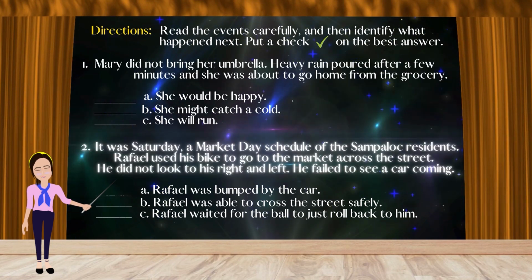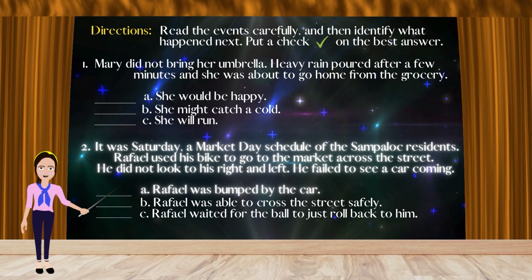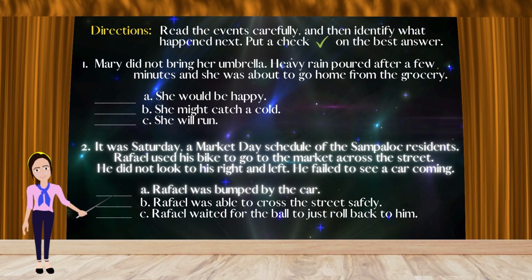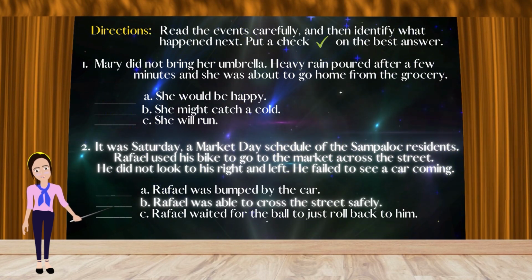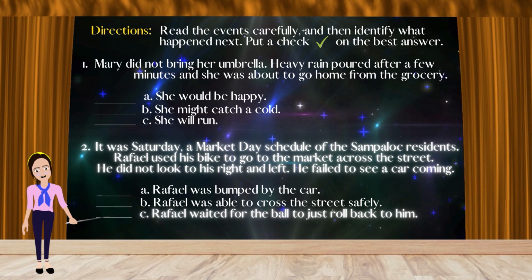Number 2. It was Saturday, a market day schedule of the Sampaloc residents. Raphael used his bike to go to the market across the streets. He did not look to his right and left. He failed to see a car coming. A. Raphael was bumped by the car. B. Raphael was able to cross the street safely. And letter C. Raphael waited for the ball to just roll back to him.